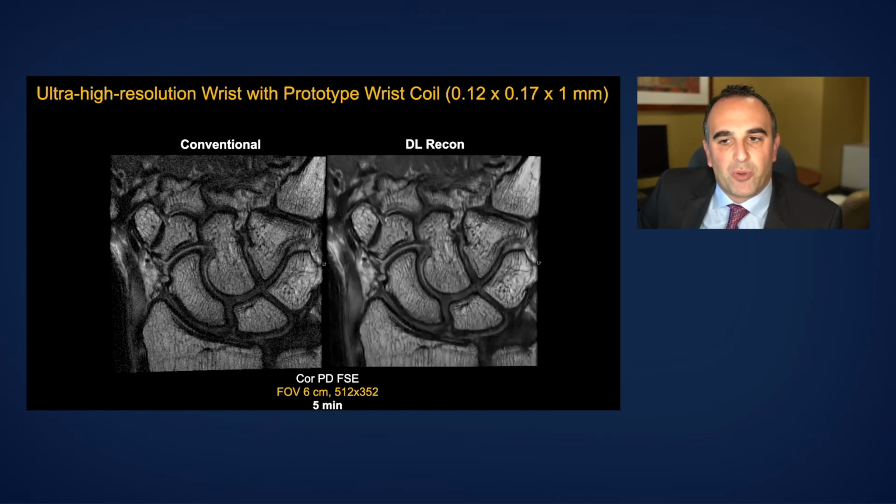In the wrist, using a prototype coil here, we're imaging at a 6-centimeter field of view. Notice the beautiful DL Recon image on your right. The conventional image is pretty good, but notice that it's noisy, and it's hard, at least in my mind, to be confident about the chondral detail on this coronal image.